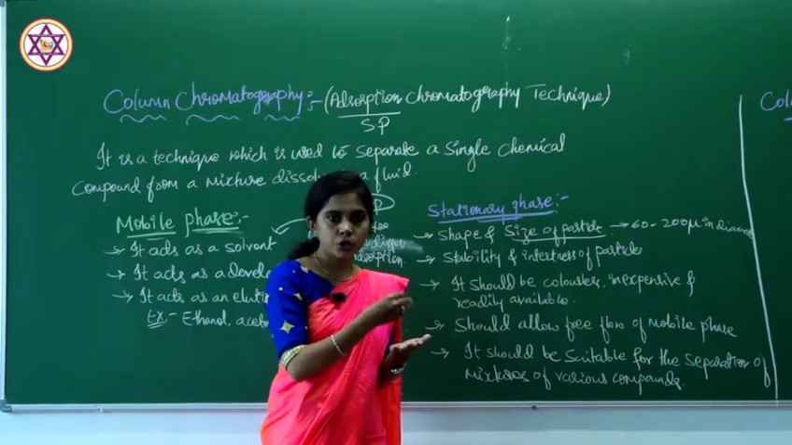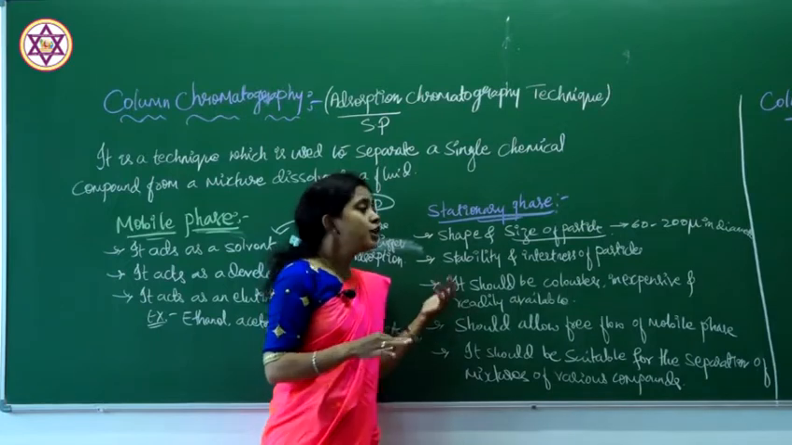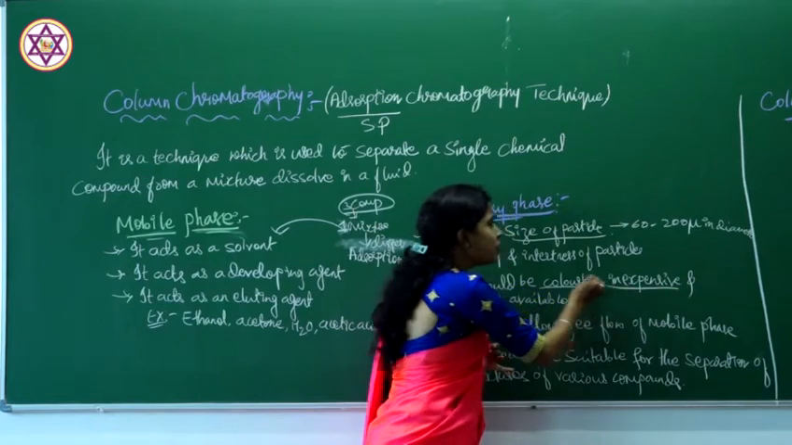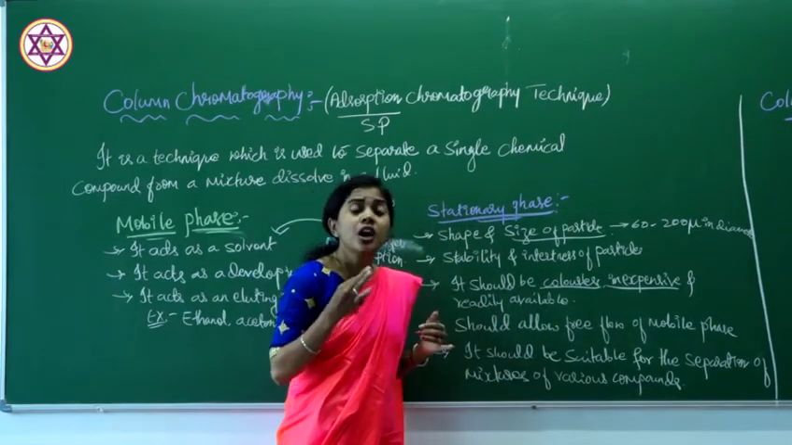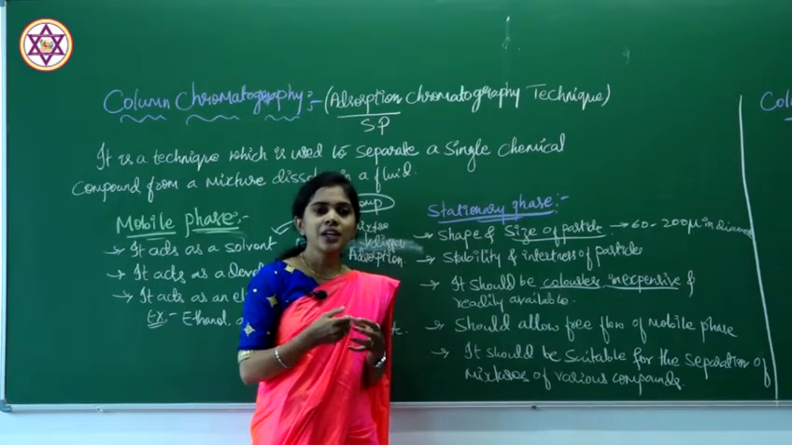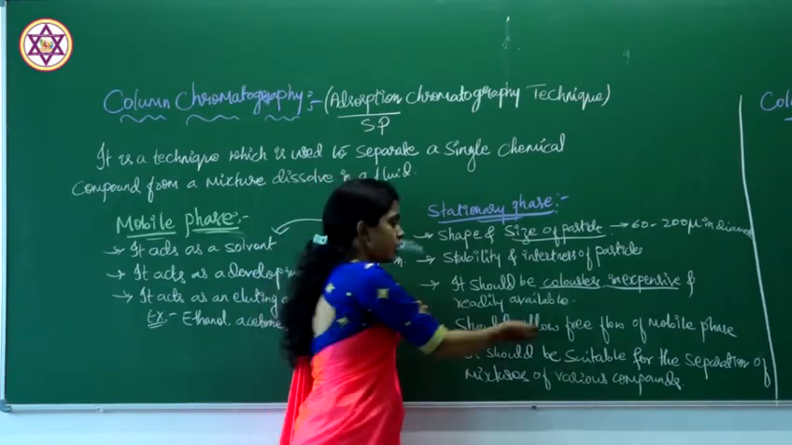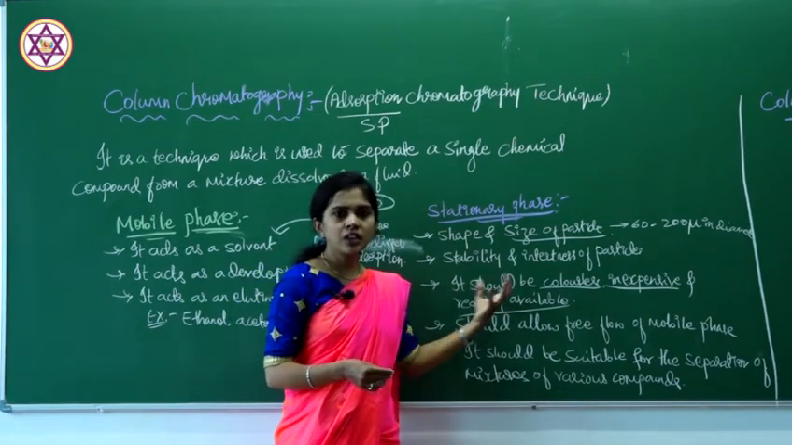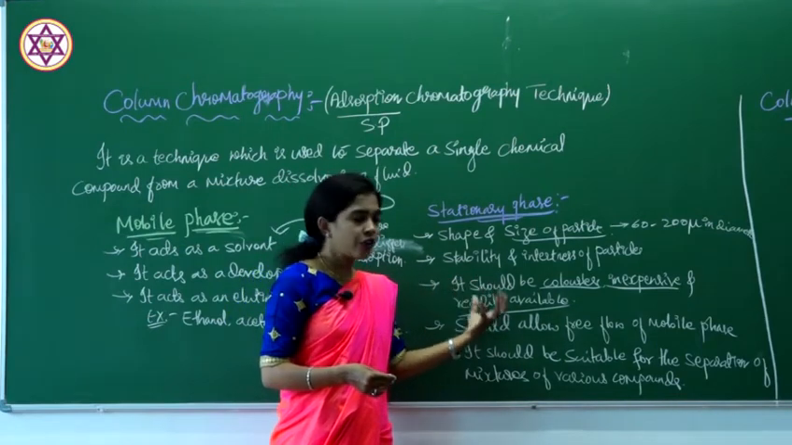The sample you are going to add should be colorless. It should be very inexpensive in nature, and we should select a stationary compound that is readily available. Then we can do this experiment easily, and it can be done economically.